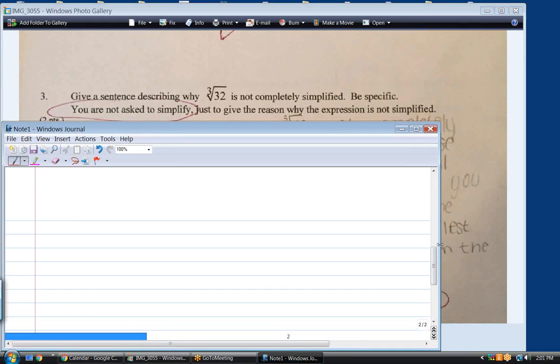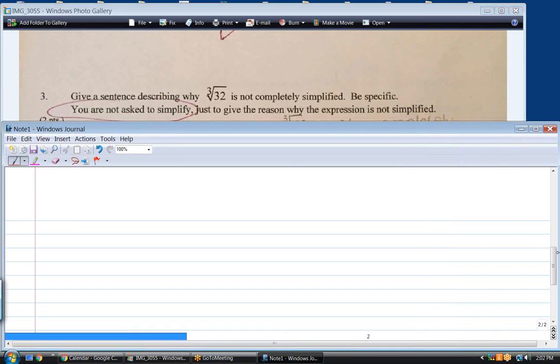When you are simplifying square roots, you're looking for factors of 32 where one of them is a perfect square number. Okay, well, here's your perfect square numbers.